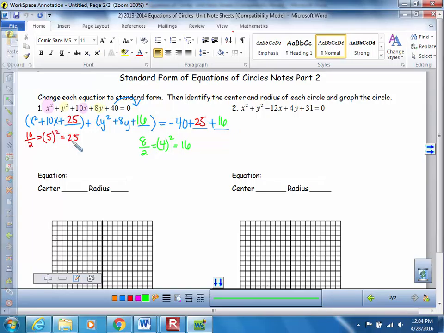So when I write my equation, I'm going to write x, and then when I divided b by 2, I got 5. So this would be plus 5 squared plus y plus 4 squared equals 16. So I didn't swap, I kept them the same as what I had. Then when I get to my center, that's when I swap it. So it becomes negative 5, negative 4.